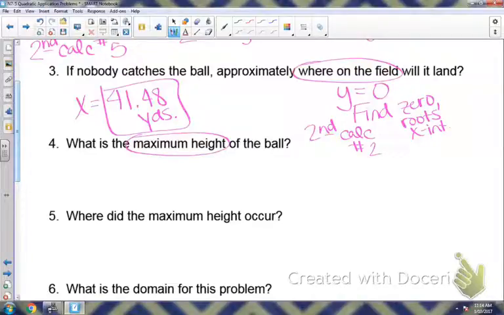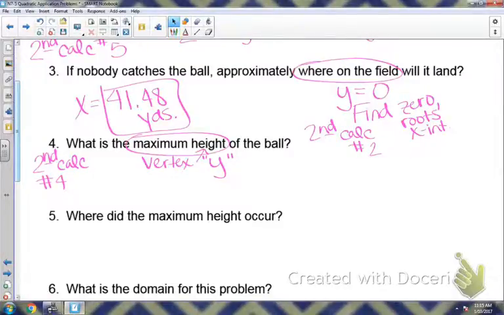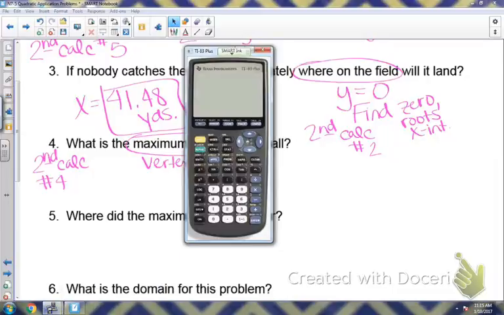Okay, so at number 4 it says, what is the maximum height of the ball? Anytime we're talking about maximum or minimum, we're talking about the vertex. So I'm finding the vertex, but notice it says height. The height, remember, is your y. So the y value of your vertex is what you're trying to find. So remember, vertex, second calc. Since we're talking about a maximum, we're going to choose number 4.